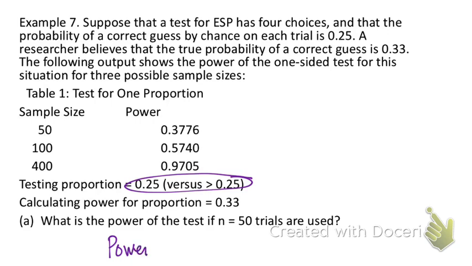So power equals 0.3776. Is there a symbol for power? We will always just write power. I would write P for power. Can we write a capital P for power?